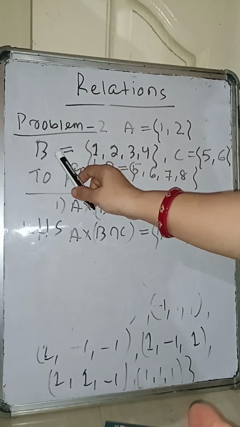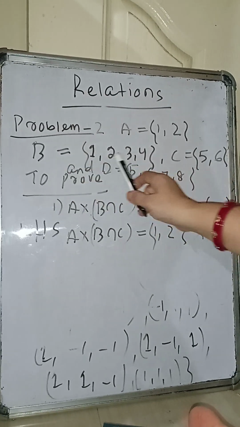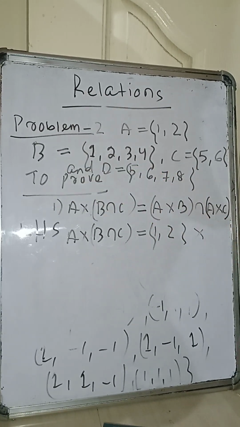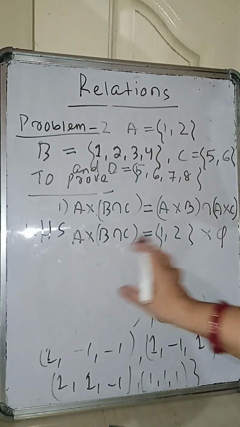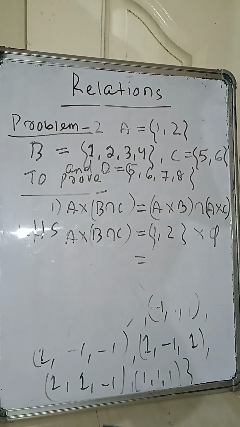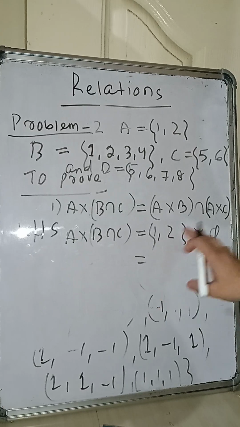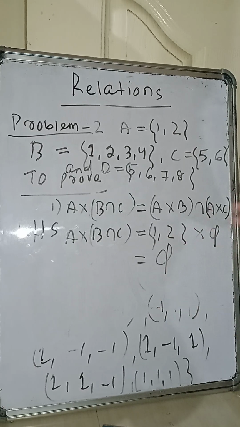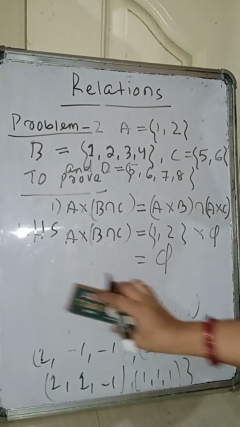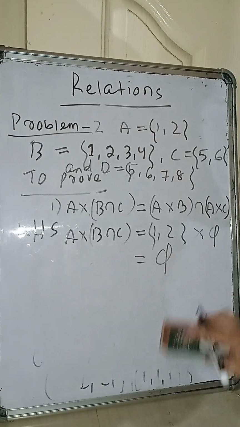Find the intersection of B with C. What are the common elements in both sets? Is there any common element in B and C? No, there are no common elements in B and C. That is, B intersection C is phi. And we also discussed, while discussing Cartesian product in the definition, that the Cartesian product of a set with the empty set results in the empty set. So A cross B intersection C is the empty set.